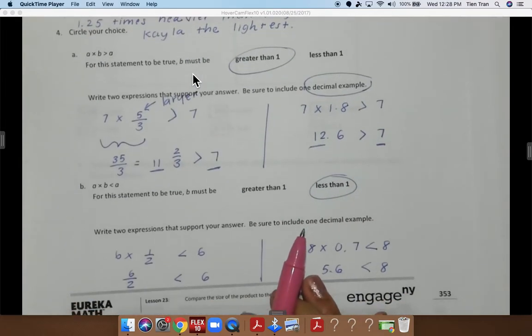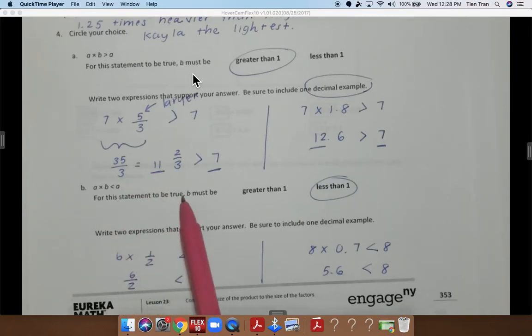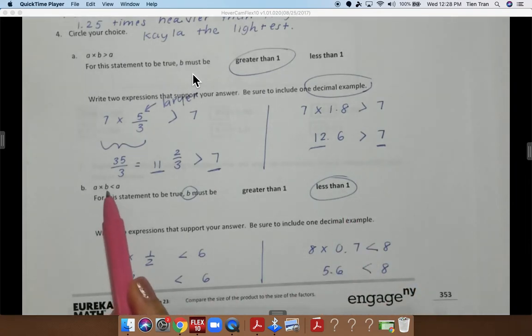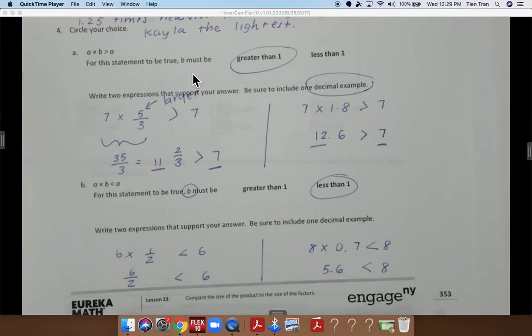For part B, they ask you, A times B is less than A. For this statement to be true, B must be less than 1. When you multiply a number, usually it gets larger, but if you're multiplying by a number that is less than 1, then you're going to get an answer that is less than the original number.